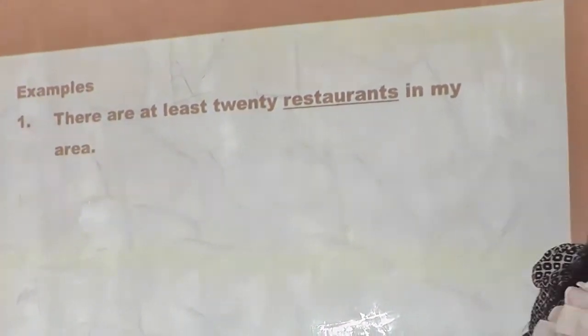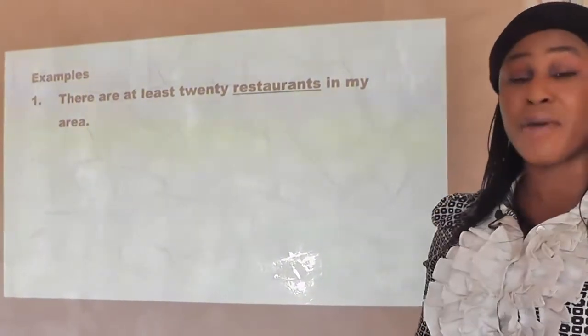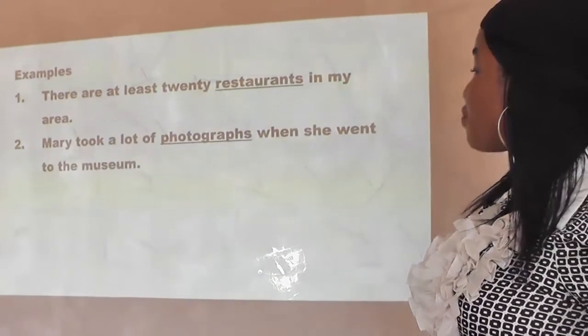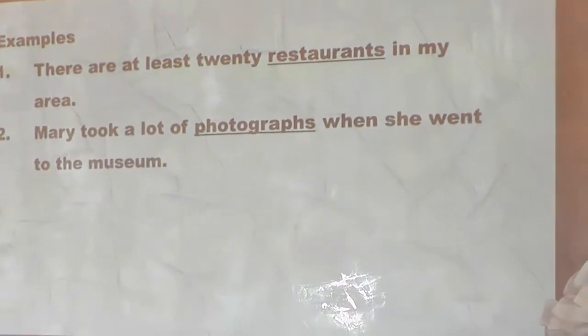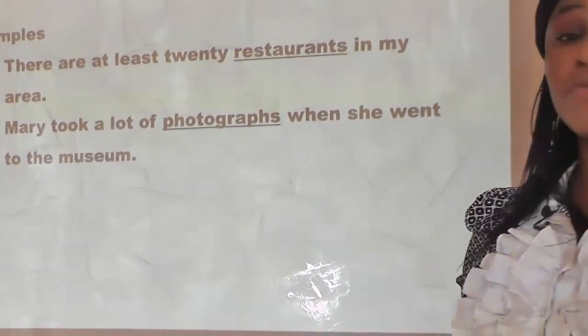The restaurants in that sentence has what? S. It is what? A plural. Therefore, it can be counted. Number 2 example. Mary took a lot of photographs when she went to the museum. Photographs there is what? A countable noun.